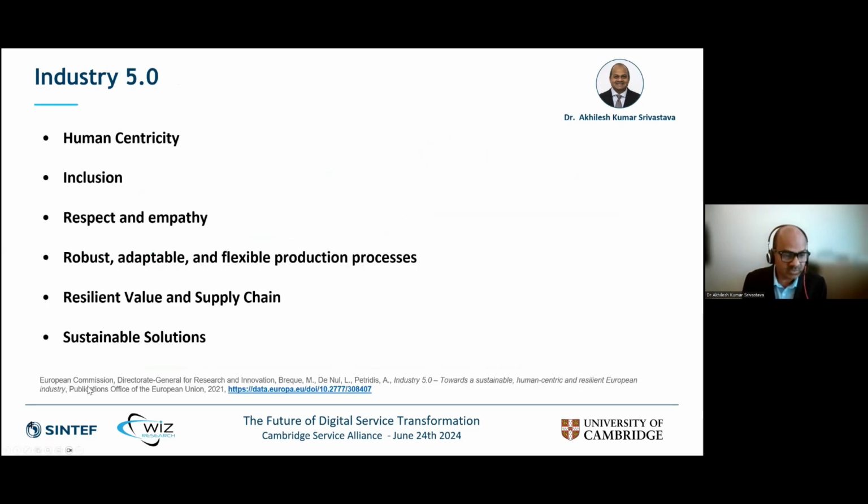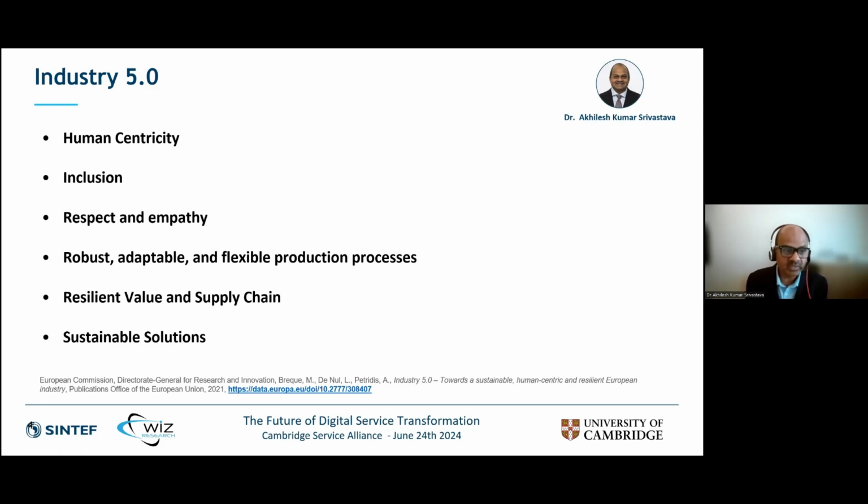So there is a very good report from the European Commission. The reference is provided here. And based on that, I will do some introduction of Industry 5.0. It is focusing on human centricity. So humans should be in the center of development processes. So human-centric design and other processes during the development phase.